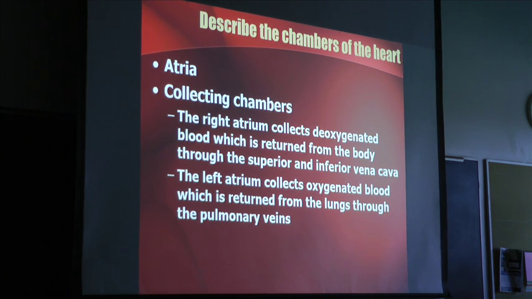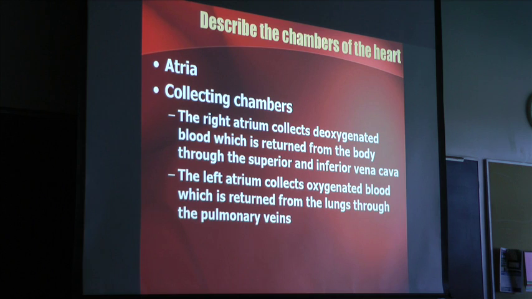The left atrium collects oxygenated blood, which is returned from the lungs through the pulmonary veins. So left atrium is receiving blood that came from the lungs. So once the blood went to the lungs, it picked up oxygen, got rid of this carbon dioxide. Now it comes back to the left atrium.